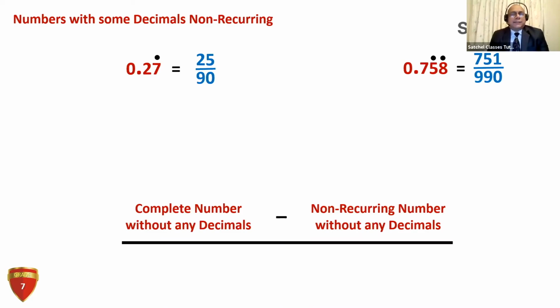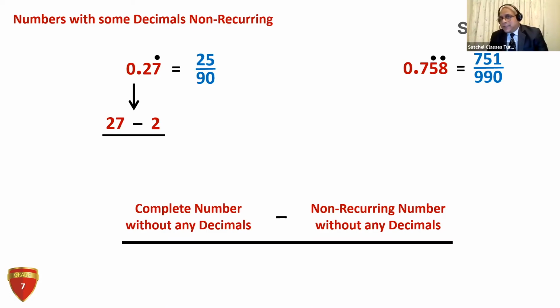If you look at the decimal 0.27 recurring, where 7 is recurring, the complete number without any decimals is 27, correct? The recurring digit is 7. So the non-recurring digit in this case is 2. So you write 2 without any decimal. That's your numerator. So 27 minus 2 is 25, which is the numerator of your answer.